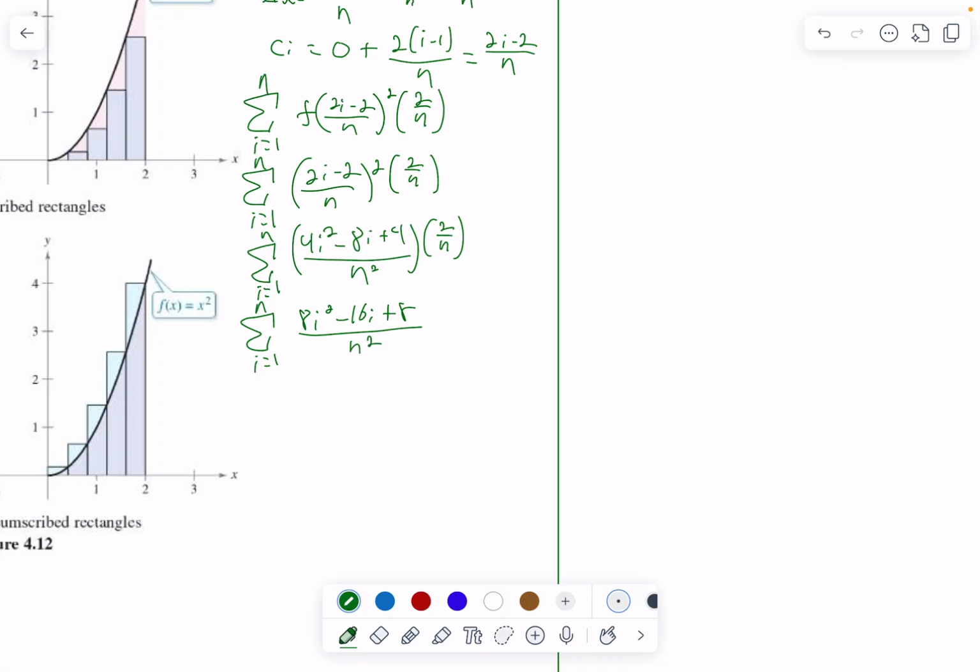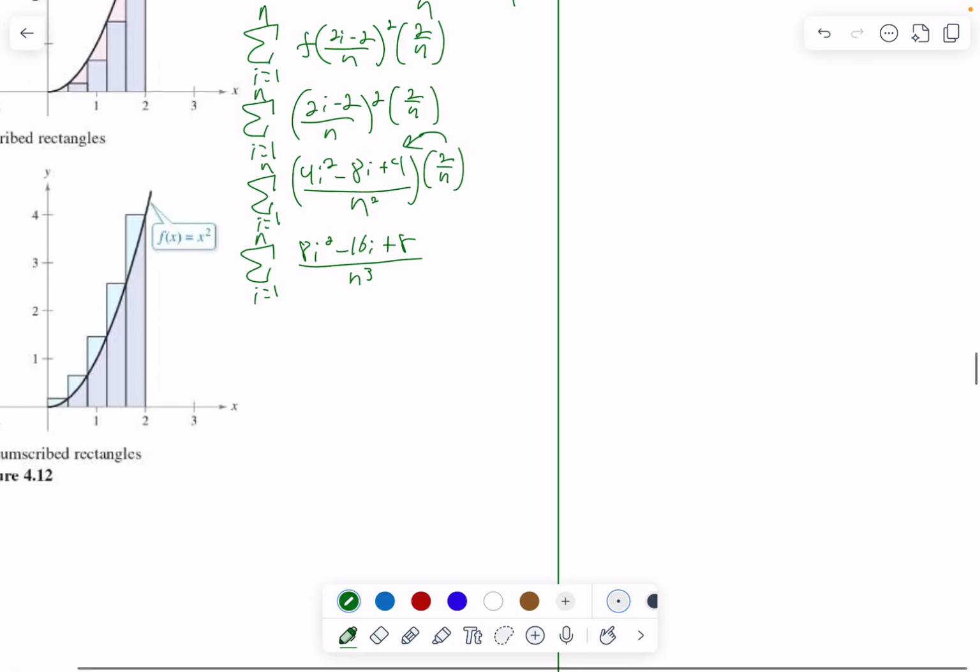Okay, n cubed, because n times n squared is n cubed. So all I did is distribute this 2 over n to everything inside there. Now if you notice, I can factor out an 8 over n cubed. Again, n is just a constant. So 8 over n cubed is coming out.